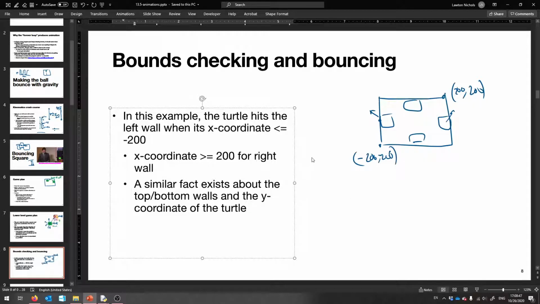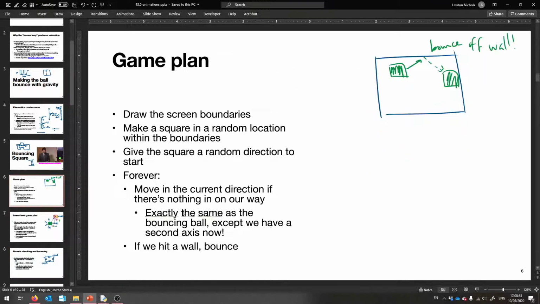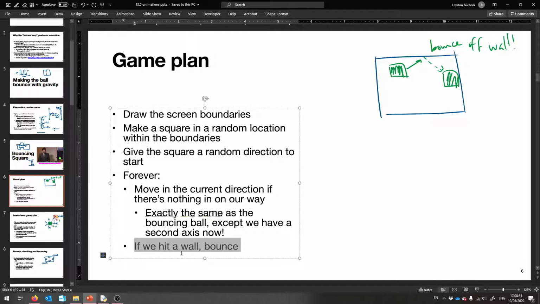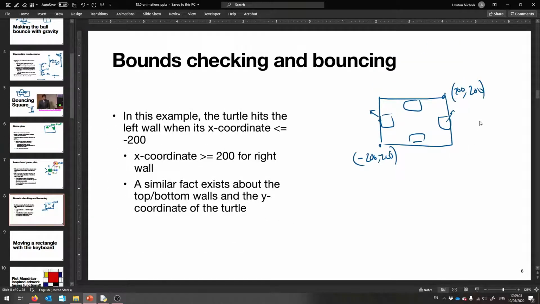Okay, so that is bounds checking. That's how we keep the turtle in its bounds. And we know we want it to bounce if it hits the wall. So we know how to hit the wall now. We know what it means to check if the turtle hit the wall. Now we need to talk about what it means to bounce off the wall. Okay, and that'll be all we talk about today.